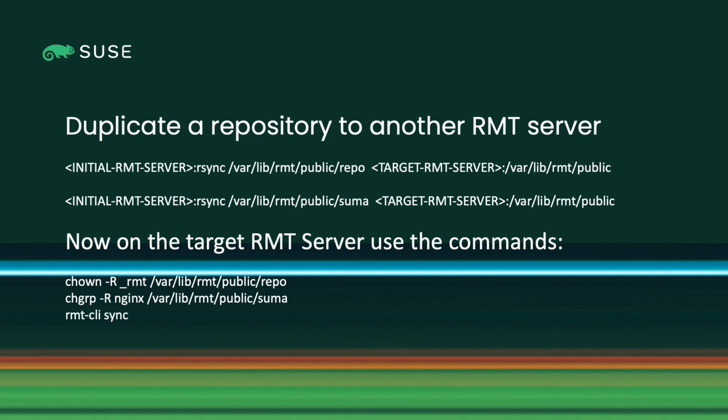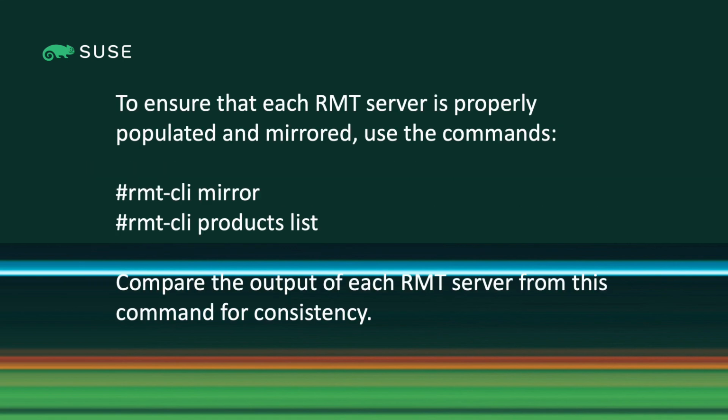For associated RMT servers not located on the same local area network as the initial RMT server, it may be more efficient to mirror the initial RMT server within that region directly from the SCC. As a final step, you will want to ensure that the contents of the copied repositories are identical using the command shown here. Compare the output of each RMT server from this command for consistency.